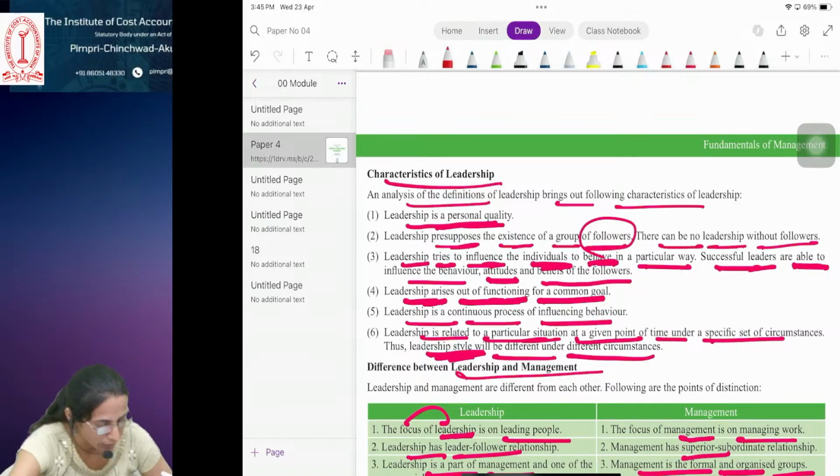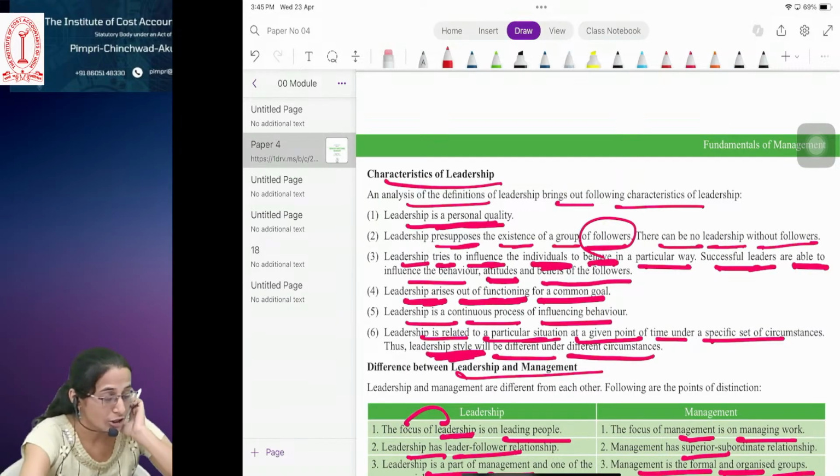Qualities of a servant leader. See, what we saw, a leader also has the qualities we saw. So what is the difference? The qualities which we require in a leader, we saw previously: intelligence, open-mindedness, flexibility, right? So these should be there in the servant leader. And what other qualities should be there in the servant leader? He should think about the growth and the well-being of the people with whom he is working.